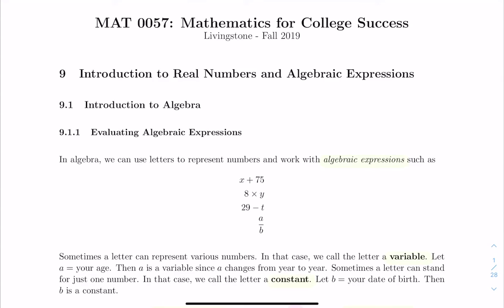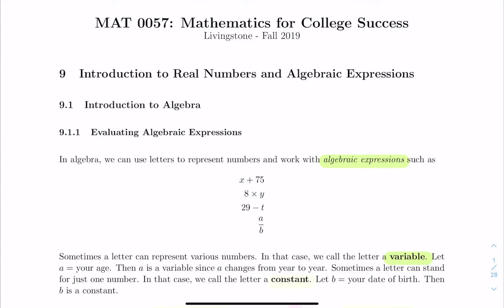Section 9.1 is an introduction to algebra. So in algebra, we can use letters to represent numbers and work with algebraic expressions such as x plus 75, 8 times y, 29 minus t, and a over b. Sometimes a letter can represent various numbers. In that case, we call the letter a variable.